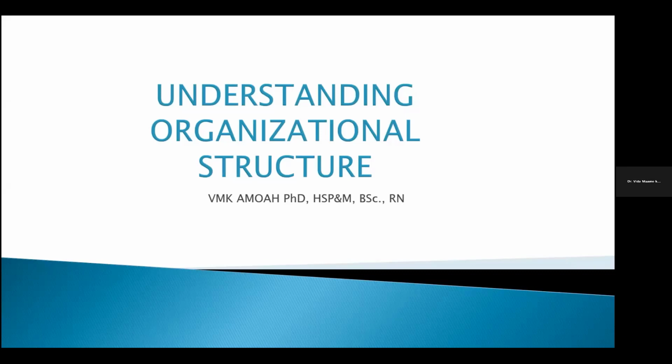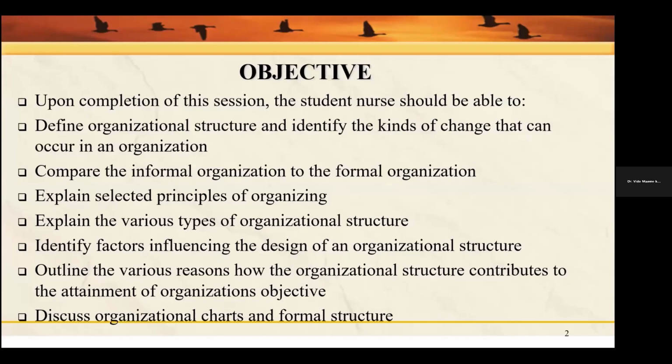By the end of this section, you should be able to define what organizational structure is and its elements, and compare the formal and informal. They will explain selected elements or principles of organizational structure, the types of organizational structure, and the factors that influence the design of the structure that we can use. We can also discuss the reasons and the committee aspect of organizational structure, then discuss the organizational chart and formal structure.